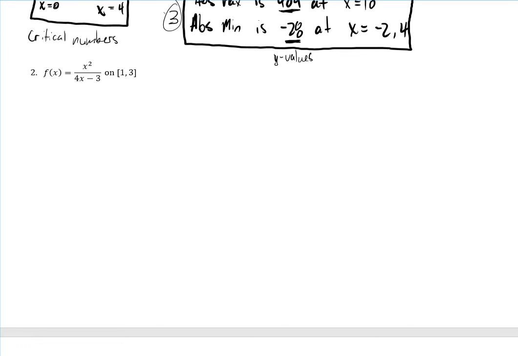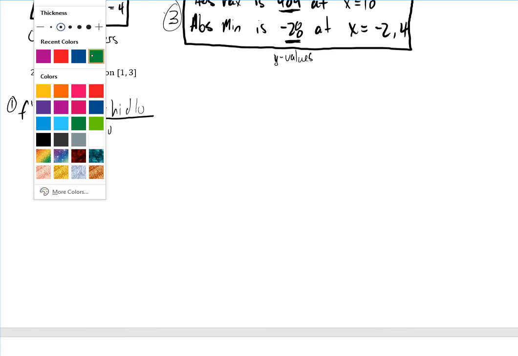So we have our function. What we want to do if we're finding the extreme values is, for step 1, let's go ahead and get our derivative. This is a quotient, so f prime of x is low d high minus high d low, all over low low. And that's minus there.